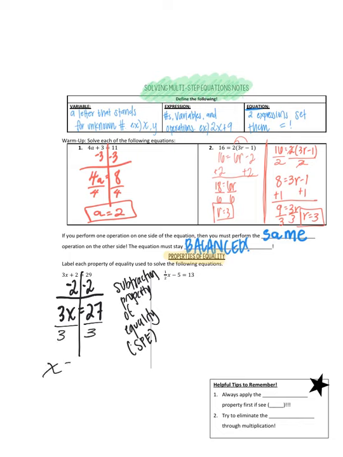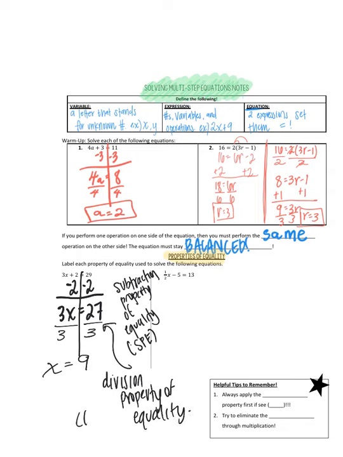You're probably guessing in your head what property allows us to do that. The operation that we used was division. So the property that we call that is the division property of equality. If you want to abbreviate it DPE, you can.